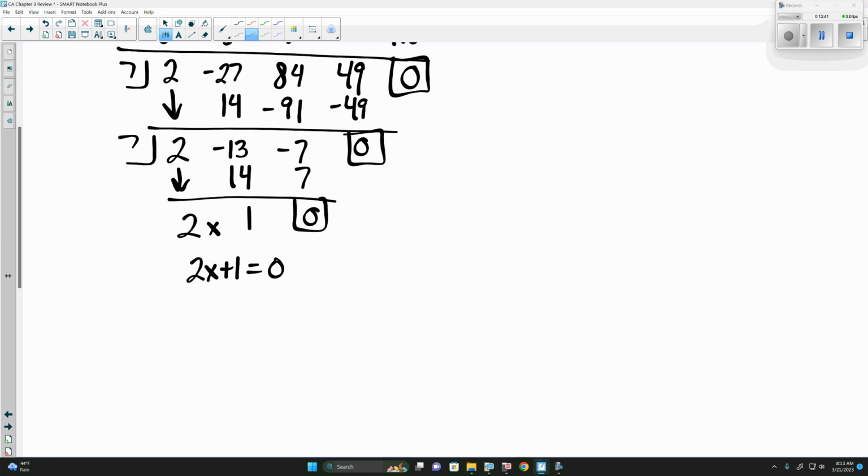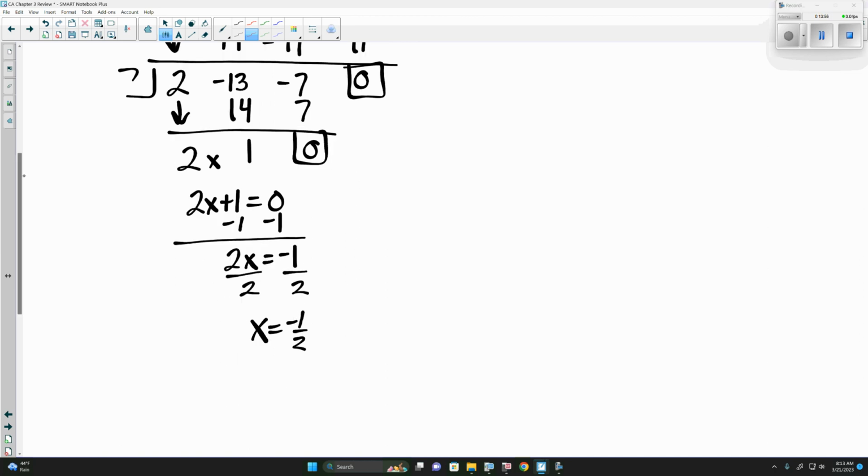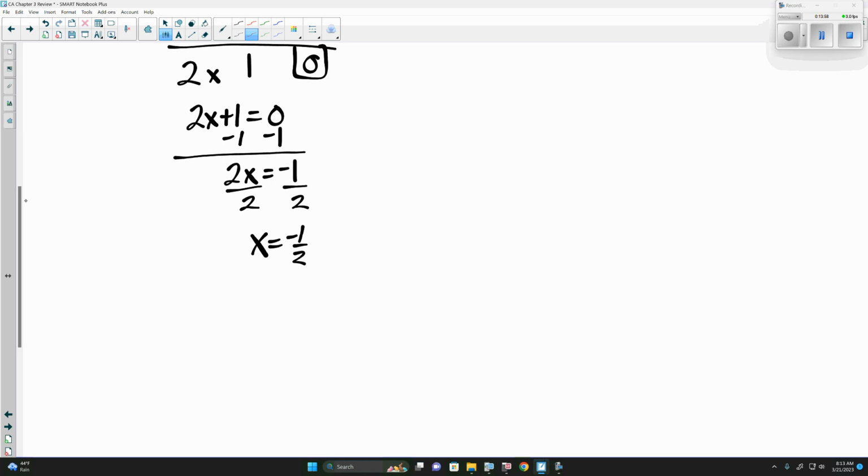So what we're left with is 2x plus 1 equals 0. We can subtract 1 from both sides, telling us 2x is equal to -1. Divide both sides by 2. And x is equal to -1/2.